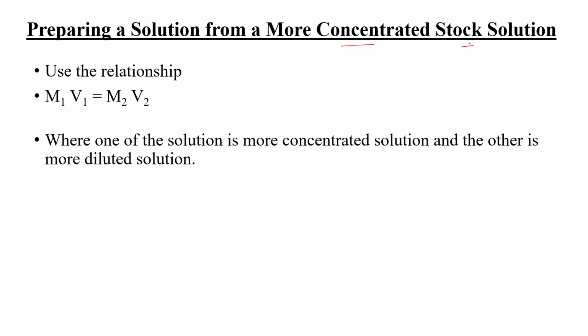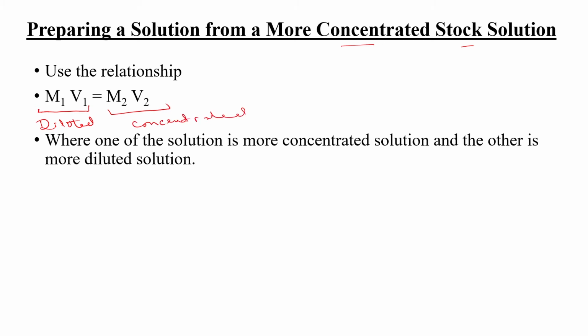Remember, we learned the topic of diluted and concentrated solutions, and those terms diluted and concentrated are in contrast with each other. The solution with less amount of solute is called a diluted solution, and the solution with more solute is called a concentrated solution. If you have to prepare a solution from a more concentrated stock solution, we will be using the relationship M1V1 equals M2V2, where one set of molarity and volume can be used for the diluted solution, and the other set will be for the concentrated solution.